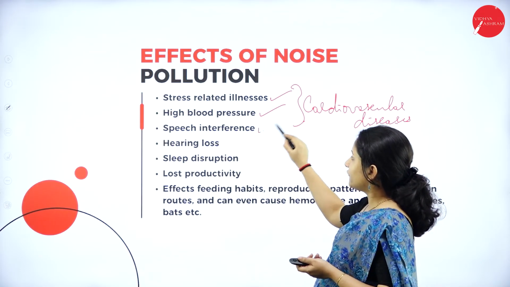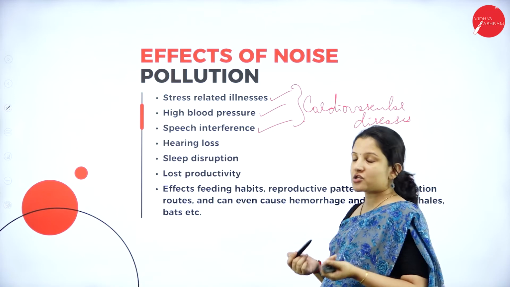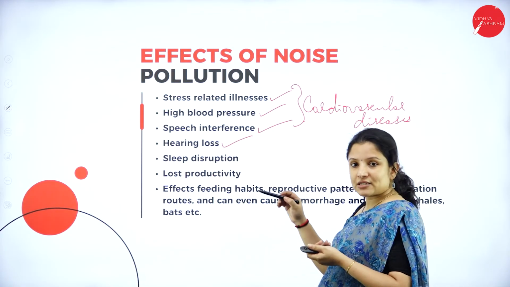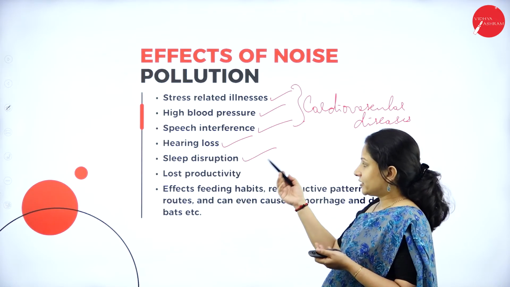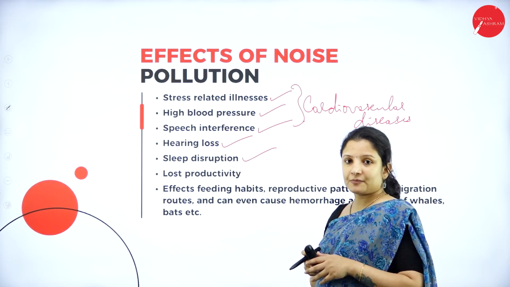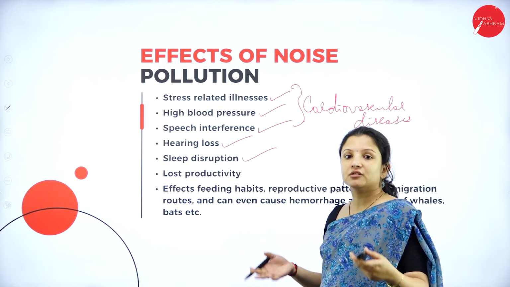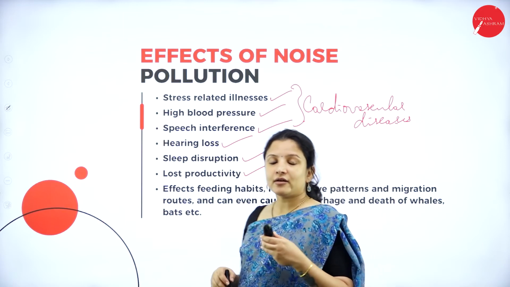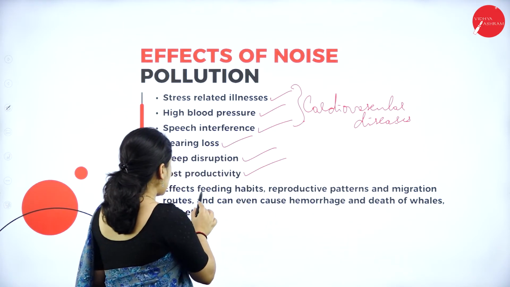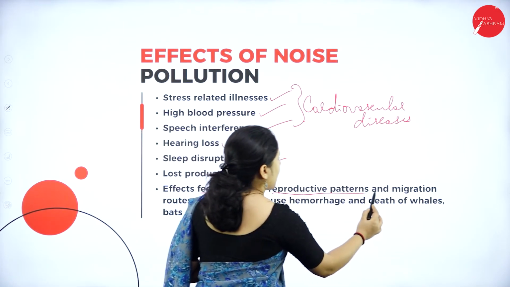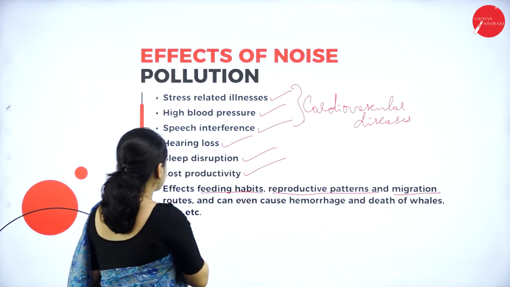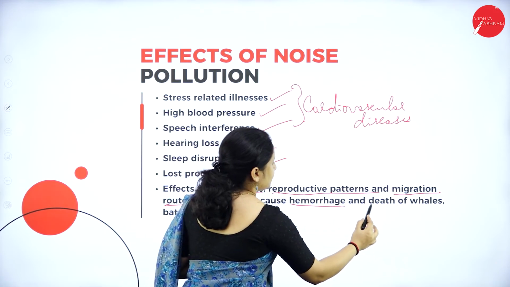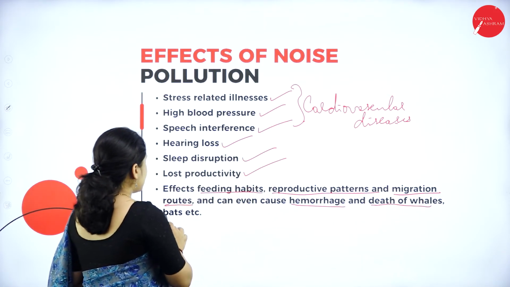Next, it can interfere with the speech or communication between people. It can cause hearing losses. It can disrupt the sleep of a person. So therefore, if sleep is disrupted, the next day the productivity of the person is also lost. It can cause lost productivity, and it can also alter the feeding habits, reproductive patterns and migration routes or patterns, and even cause hemorrhage, that is blood clotting, and death of whales, bats, etc.